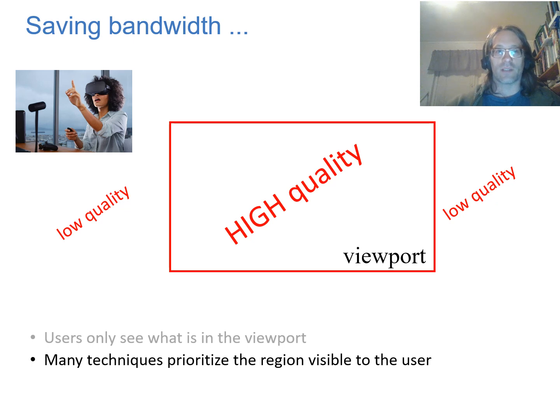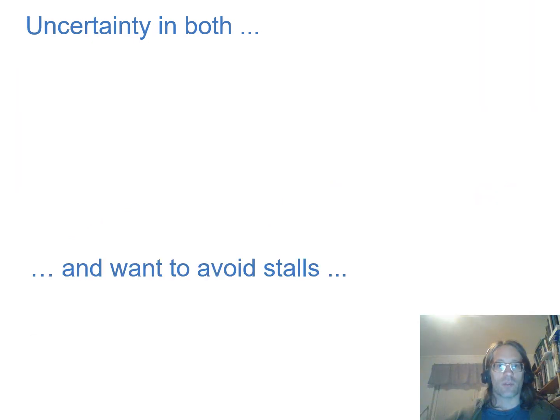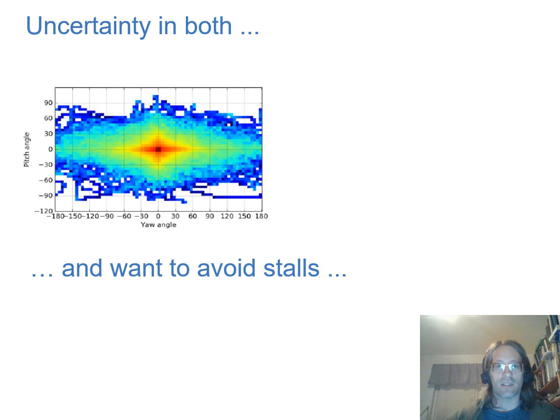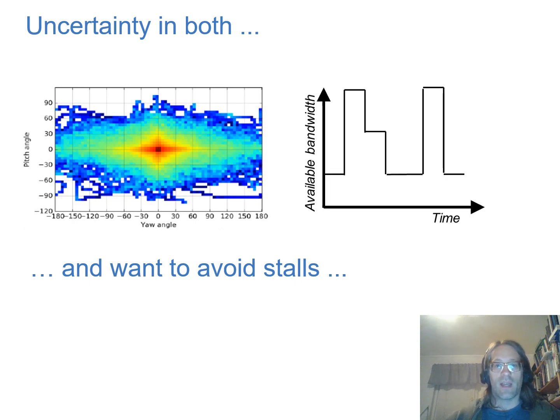And then the hope is that you don't move your head that much, so you still get a good overall quality. When designing such protocols, it's important to take into account two types of uncertainties. First, the viewing directions, as illustrated here by a heat map of a user and how far that user is moving their head, and second, the bandwidth variability, as illustrated here by a bandwidth trace. So you need to take this into account when prefetching different qualities, so as to avoid stalls.